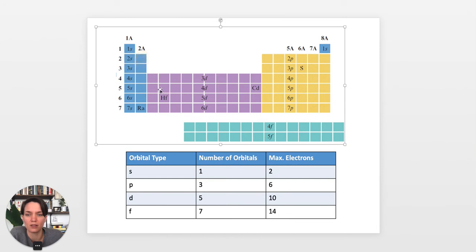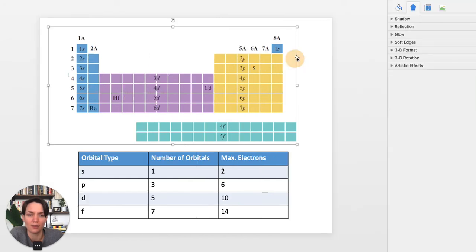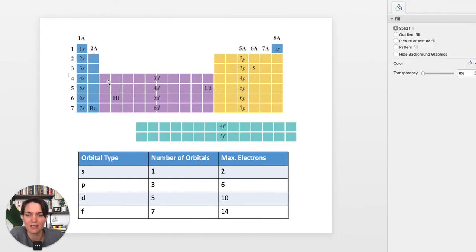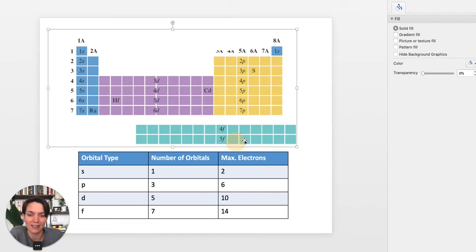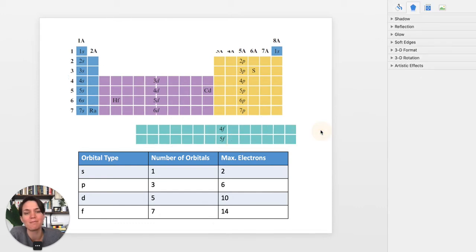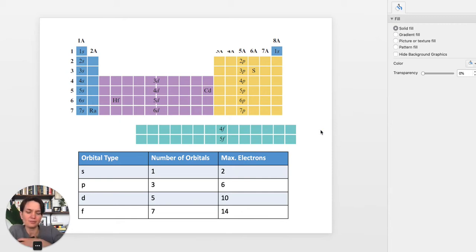So notice that's 1, 2, and for p, 1, 2, 3, 4, 5, 6. d is 1, 2, 3, 4, 5, 6, 7, 8, 9, 10. f is 1, 2, 3, 4, 5, 6, 7, 8, 9, 10, 11, 12, 13, 14. Okay, so those electrons are filling in, right?